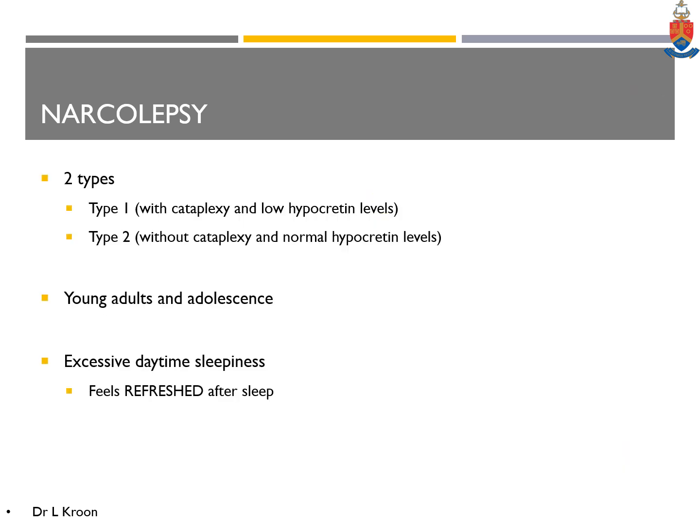So there are 2 types of narcolepsy. Type 1 is associated with cataplexy and low hypocretin levels, and type 2 is without cataplexy, and they typically have normal hypocretin levels. The difference at the moment is not so important for you, except for the fact that you have cataplexy in the one and in the other you do not have cataplexy.